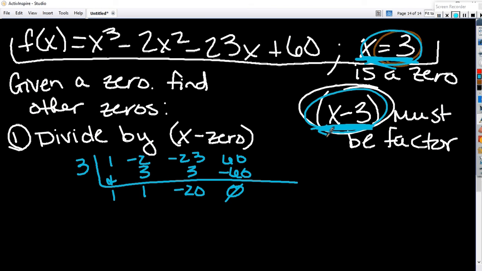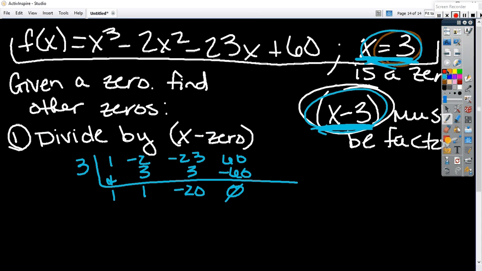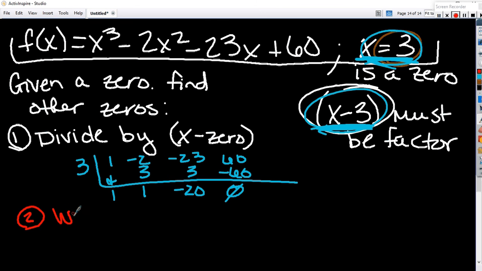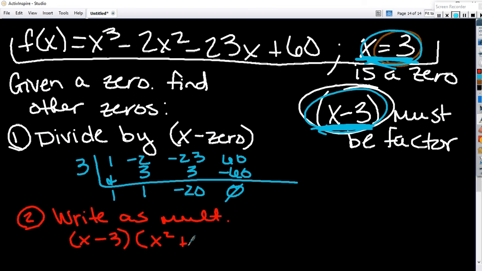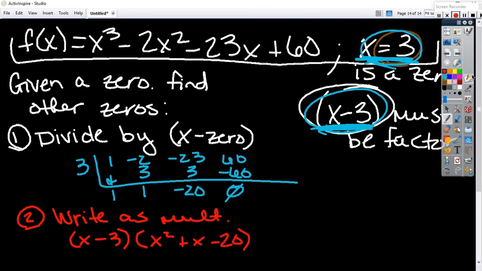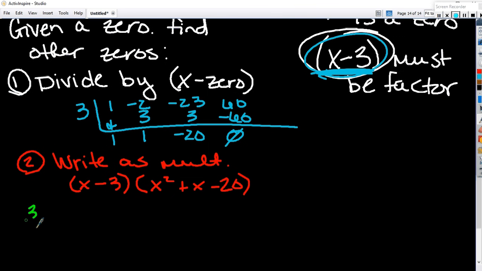All right, now I'm going to pick up the same steps that I was doing before. I'm going to write it as a multiplication problem. So I divided by x minus 3. And now I have x squared plus x minus 20. Absolutely. So I'm going to factor completely. Again, these steps are just repeating from what I did before.